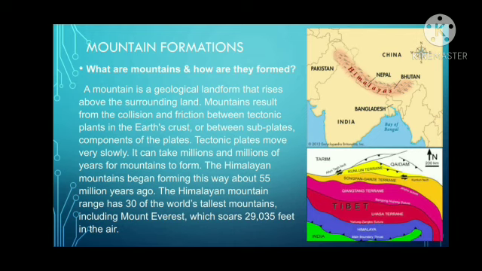Mountains result from the collision and friction between tectonic plates in the Earth's crust, or between subcomponents of the plates. Tectonic plates move very slowly, and it can take millions and billions of years for mountains to form. The Himalayan mountains began forming this way about 55 million years ago.